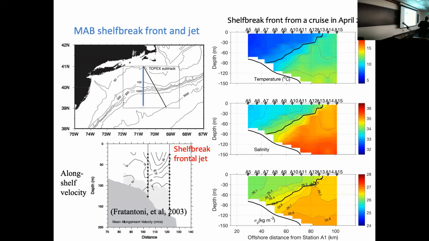So this is from an older paper along this black line, a ship cruise. You see the ADCP measurement of the jet. So that's the shelf break front jet associated with this front. It's coming up on this view, it's coming out of the page. On the top view it's going along the shelf break to the southwest. Okay, so that's a setup for the shelf break.